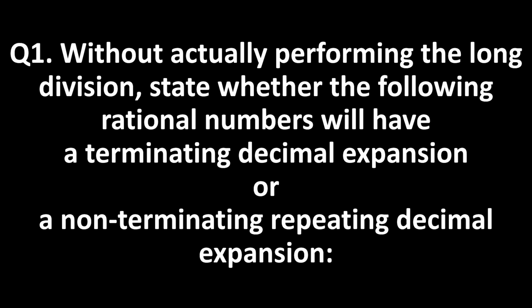We are going to solve exercise 1.4, question number 1. The question is, without actually performing the long division, we have to state whether the following rational numbers will have a terminating decimal expansion or a non-terminating repeating decimal expansion. So, based on the denominator, we have to categorize whether the decimal expansion will be terminating or non-terminating repeating. All of them are rational numbers, that is already given to us. Only thing that we have to do is tell whether it will be a terminating decimal expansion or a non-terminating repeating decimal expansion.